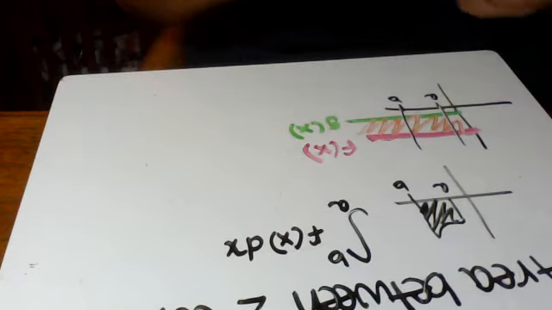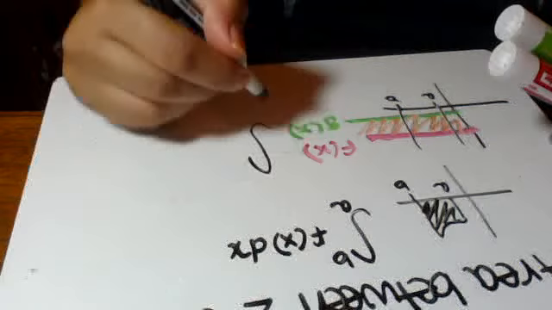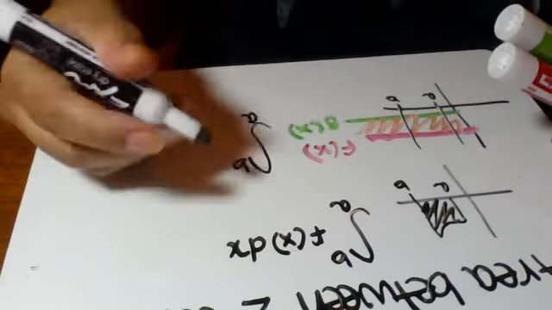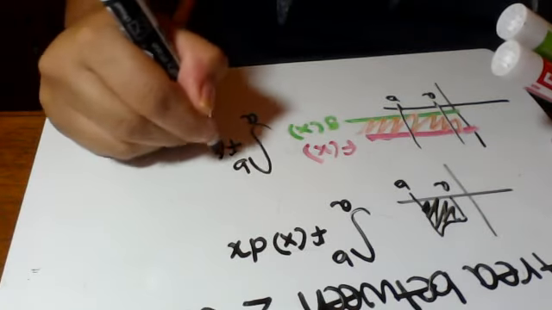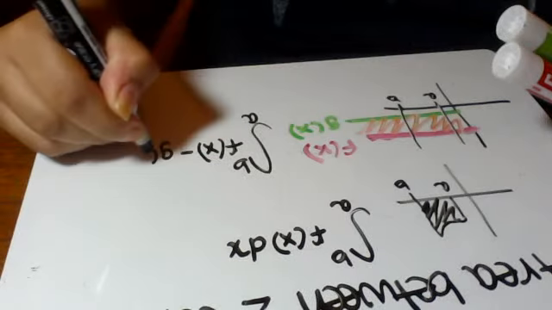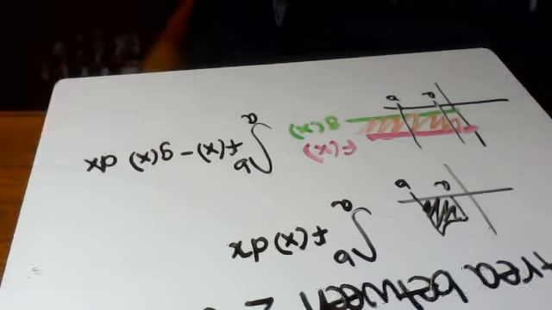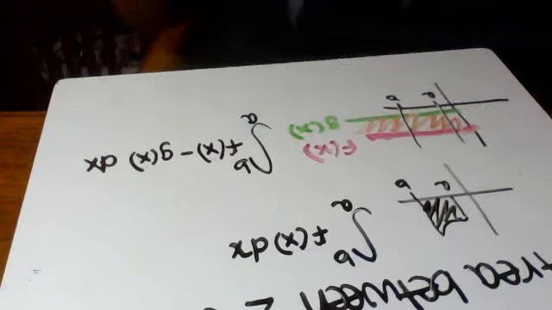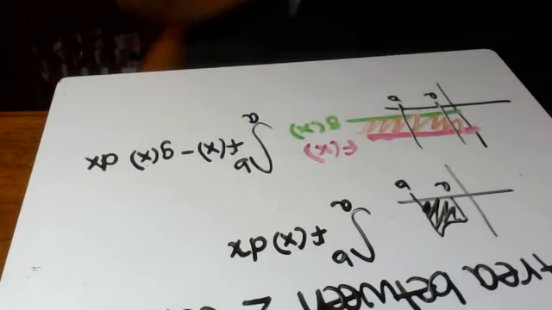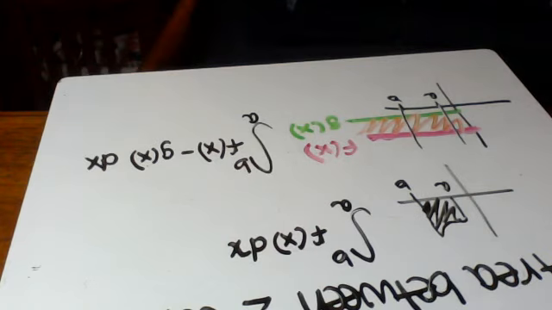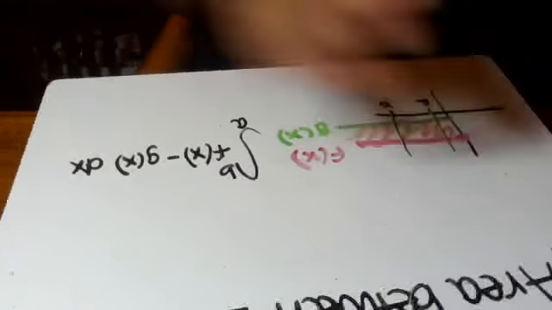When you're presented with something like this, you integrate from A to B, which are your points, f of x minus g of x dx. So you do first the top and then the bottom. And then they'll give you another one. Let me just erase this one. This is the basic one you'll probably see in your textbook.